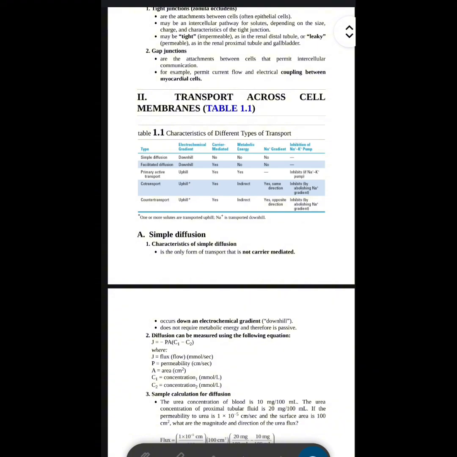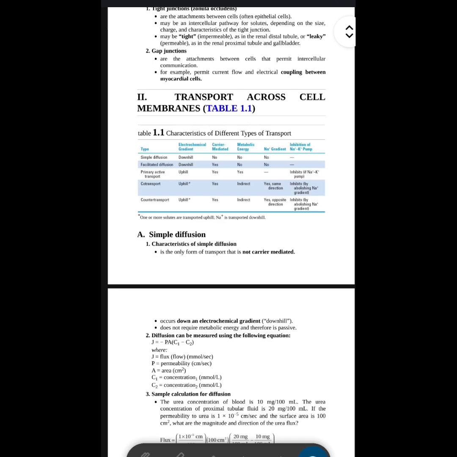Then we have co-transport. Co-transport is uphill. It means we are going from lower concentration to the higher concentration. It also needs a carrier mediator and indirect metabolic energy. Co-transport means something is coming with something, in the same direction. It is inhibited by abolishing the sodium gradient.